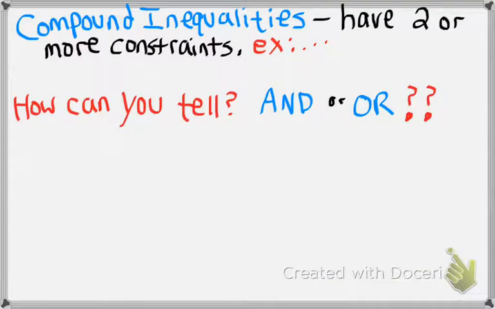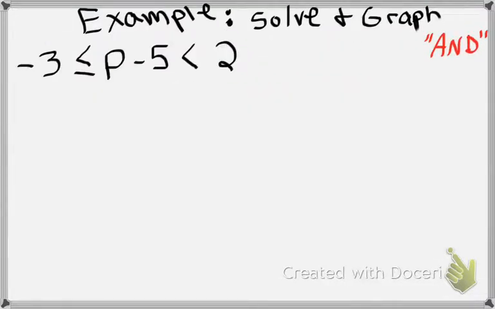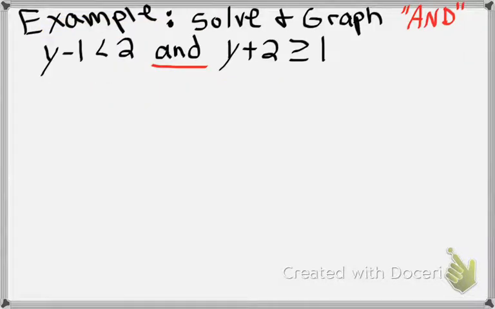I kind of already did by accident, but just to be super clear, basically a compound inequality has two or more constraints. An example would be here. There's two constraints. So p minus 5, well, okay, negative 3 is less than that, but also p minus 5 is less than 2. So there's two constraints instead of just one. Or they'll literally use the word and.